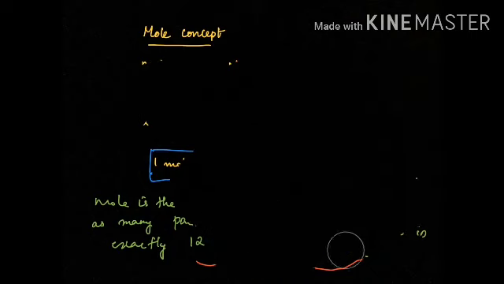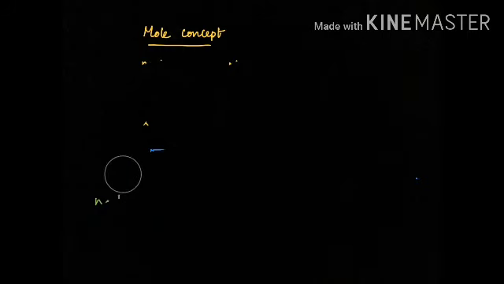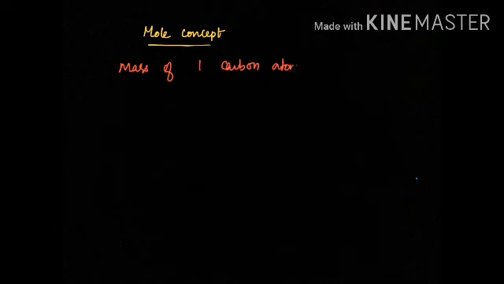Now how did we get that 1 mole of carbon 12, or the 12 gram of carbon 12, contains 6.022 into 10 raised to 23 carbon atoms? Okay, we know that different techniques are there. Using spectroscopic techniques, we have found out the mass of one carbon atom. The mass of one carbon atom is 1.992648 into 10 raised to minus 23 grams.